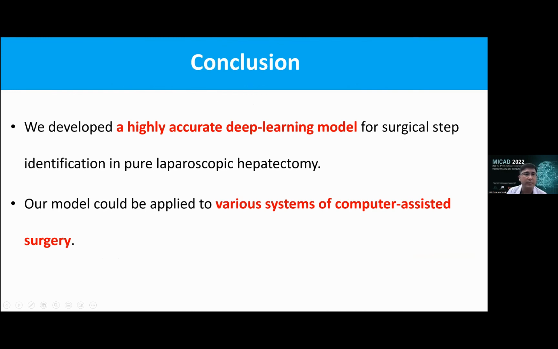Conclusion: we have developed a highly accurate deep learning model for surgical step identification in pure laparoscopic hepatectomy. Our model could be applied to various systems of computer-assisted surgery.